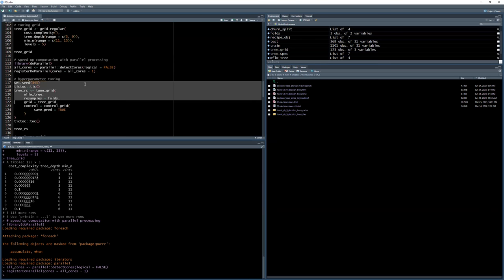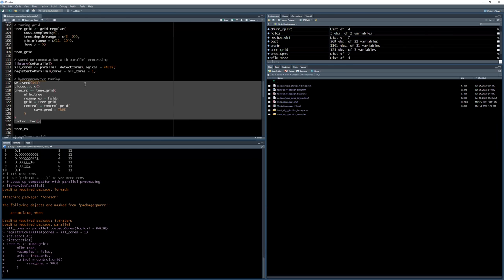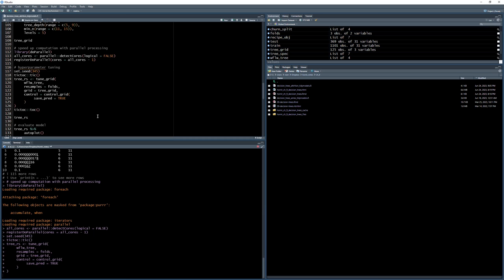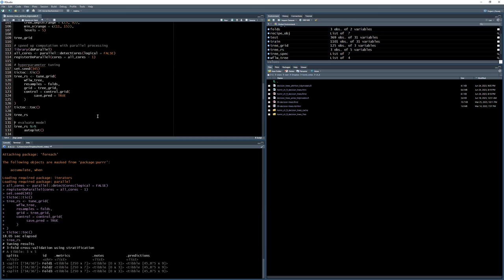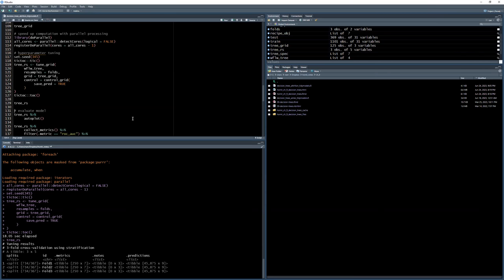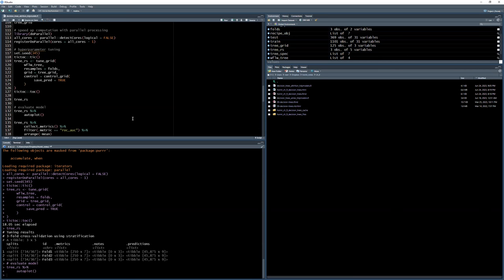And then we're going to tune our tree, all right? It should take about 10 seconds. Sometimes, with this parameter, it takes a little bit longer. So yeah, that could happen. Okay, it took 18 seconds. All right. So here we have the results from our tuning. And what we have is a list of the three splits, and we have everything that we need to calculate the metrics, the predictions, etc. Okay. So let's evaluate the model.